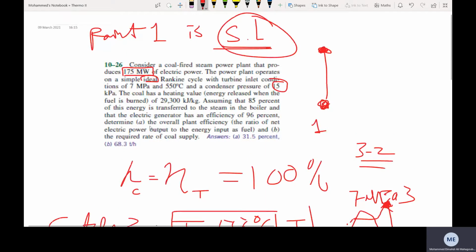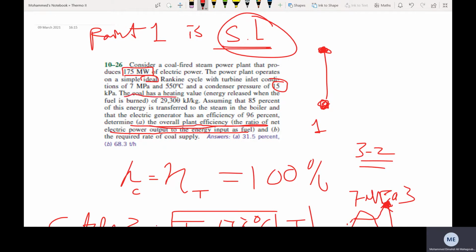What he wants from us is the overall plant efficiency, which is the ratio of the net electric power produced, the output, to the energy input as a fuel. This is actually after you find the efficiency. He gives you an efficiency for the... Sorry, I didn't read the problem, all of it, for you.